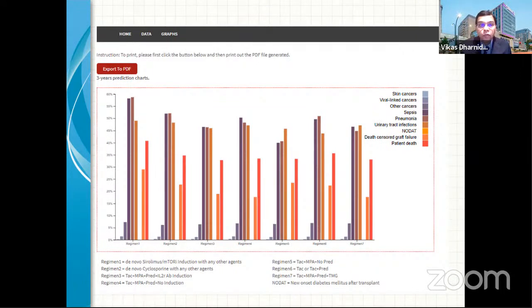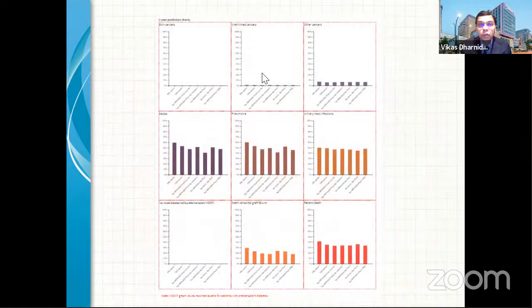And then going forward, you can also see for each of the different outcomes separately: the skin cancers, viral-linked, other cancers, sepsis, pneumonia, urinary tract infections. This patient already had diabetes pre-transplant, so the numbers are deliberately going to be 0 in this, and that is what you see on the legend. So this way, the transplant professional and the patient can actually see what outcomes might be important to them.